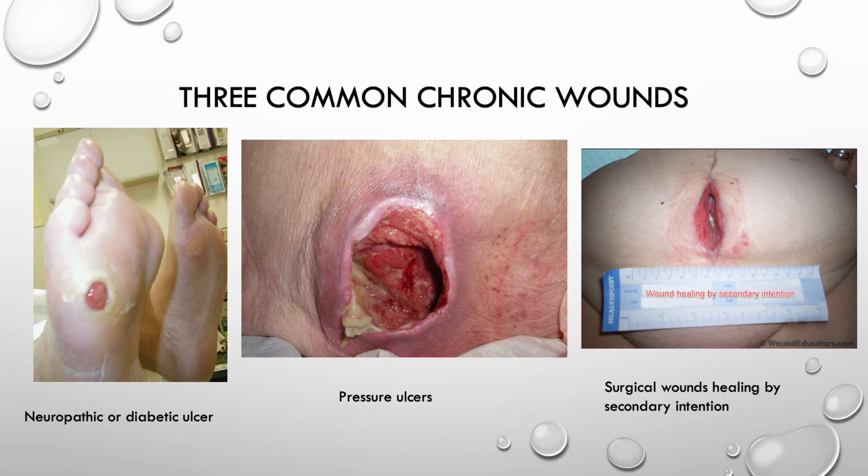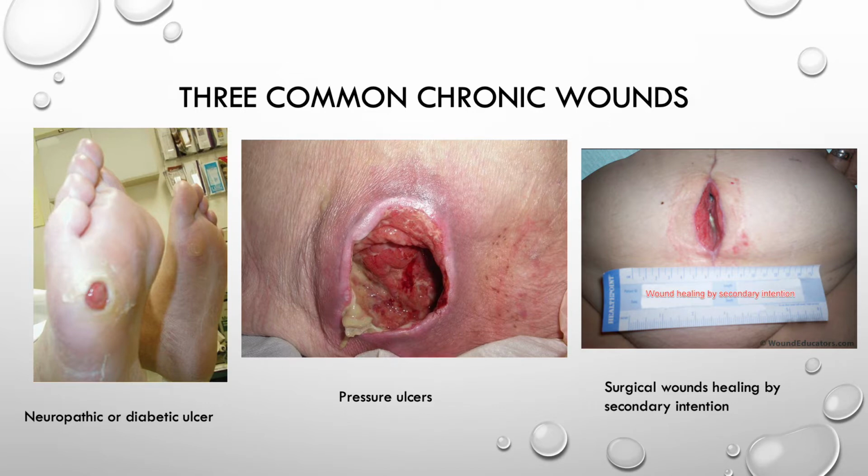The third type of wound is a surgical wound healing by secondary intention. Surgical wounds come open for many reasons, but you're going to be thinking infection, trauma, straining. This is why the doctor tells you to not lift anything greater than 5 pounds.